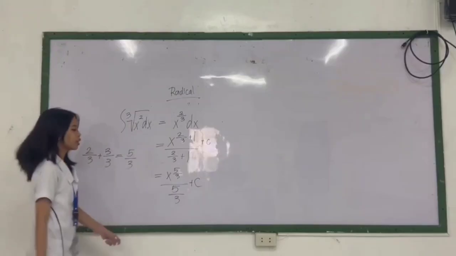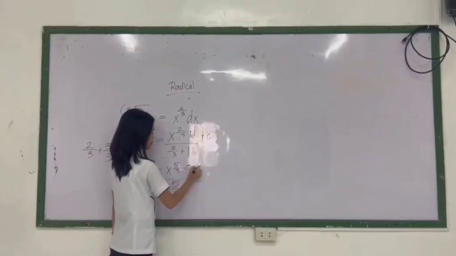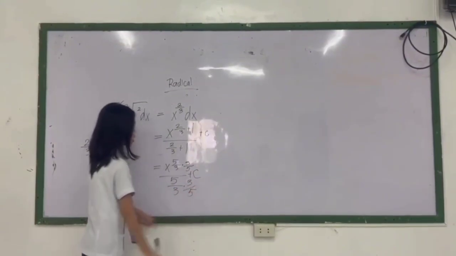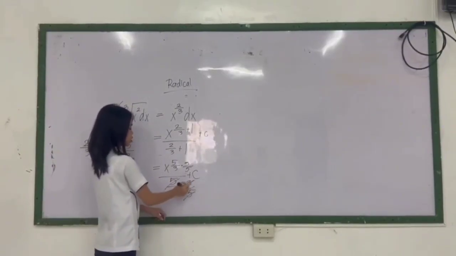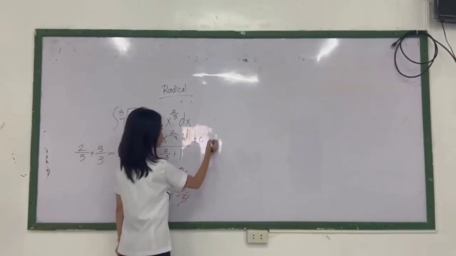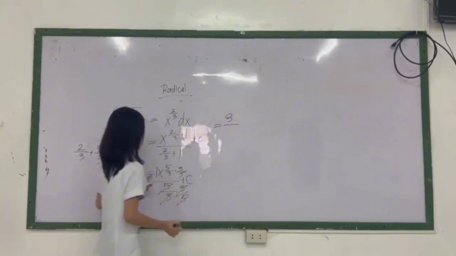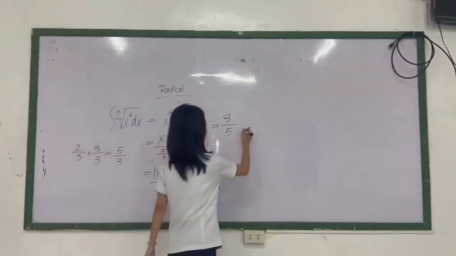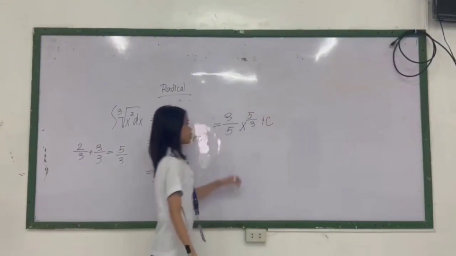Our next step, we're going to multiply by the reciprocal of 5 over 3, which is 3 over 5. Then, 5 divided by 5 is 1, so cancel. Since there is 1 here, 1 times 3 is 3, and 1 times 5 is 5. Then copy the x raised to 5 over 3, and our constant plus c. That will be our final answer.